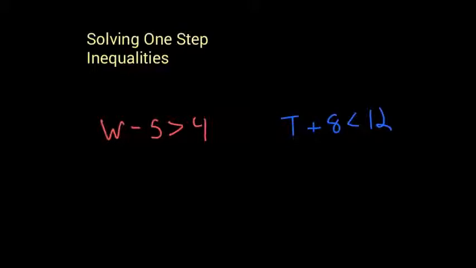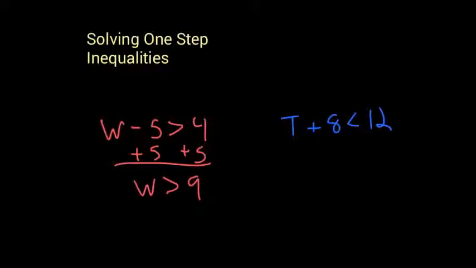So what's being done to the w? We're subtracting 4 from it. So the opposite of subtracting 4 is going to be adding 4. So we're going to add 4 to both sides. So I get negative 4 plus 4 gets me to 0. So I get w is greater than 5 plus 4 is 9.